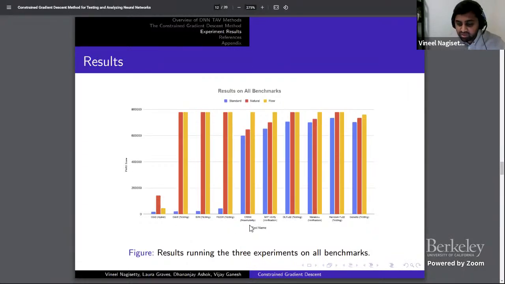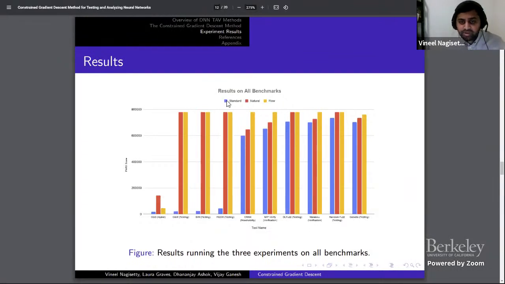Then we have ERAN, which is a reachability tool. We have MIP Verify, which is a verification-based tool. DLFuzz is a testing method that uses fuzzing. Marabou is a verification method. Random fuzz essentially randomly fuzzes the inputs. And genetic algorithm, which is a testing-based method.